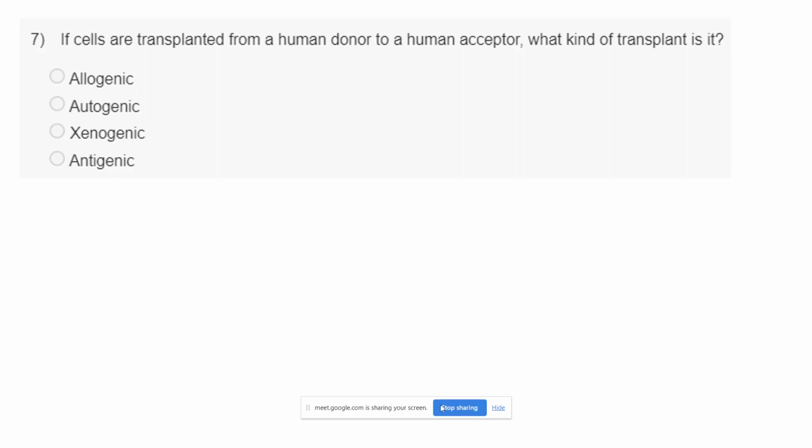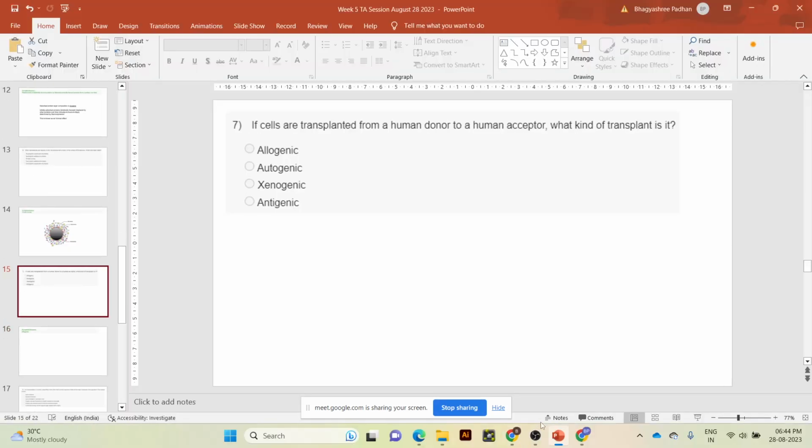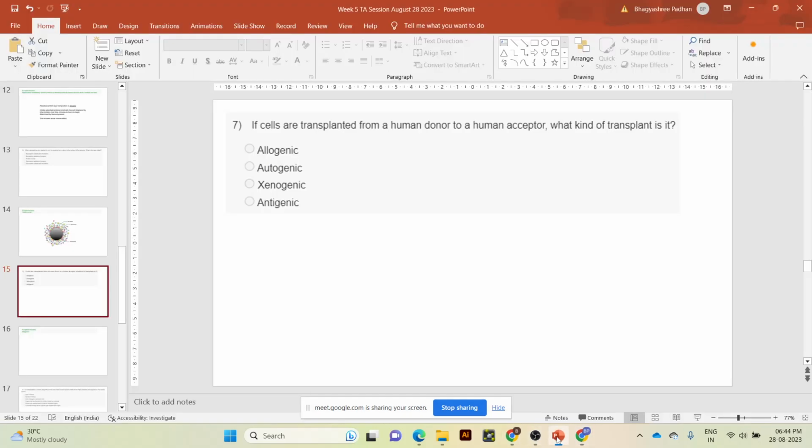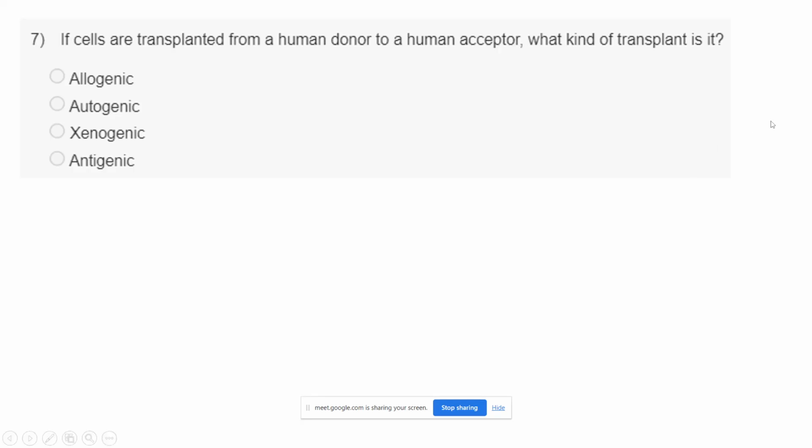Next, if cells are transplanted from a human donor to a human acceptor, what kind of transplant is it? Yes. So if cells are transplanted from a human donor to a human acceptor, the transplant will be allogenic. Autogenic is when it is done in the same individual, from one part of the body to a different part. Xenogenic is when the donors and acceptors are from two different species.